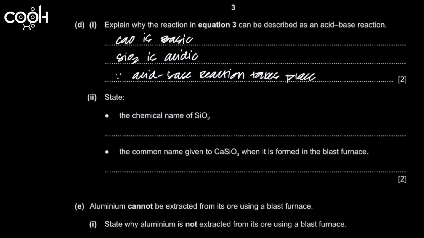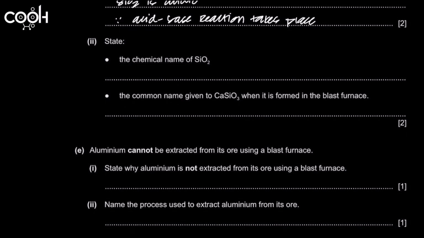Now it says, state the chemical name of silicon oxide. What's the chemical name? I've been saying it all along. It's called silicon 4 oxide. That's the chemical name, yeah? The common name given to calcium silicate, CaSiO3, when it is formed in the blast furnace. What's the common name? That's slag. It's used to make things like glass and all of that good stuff.